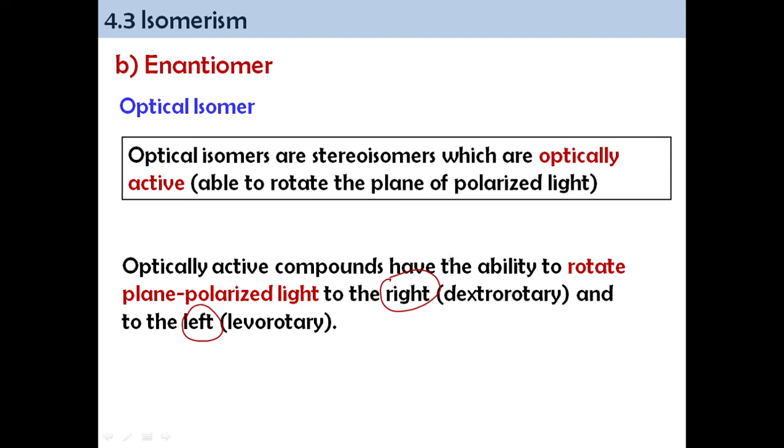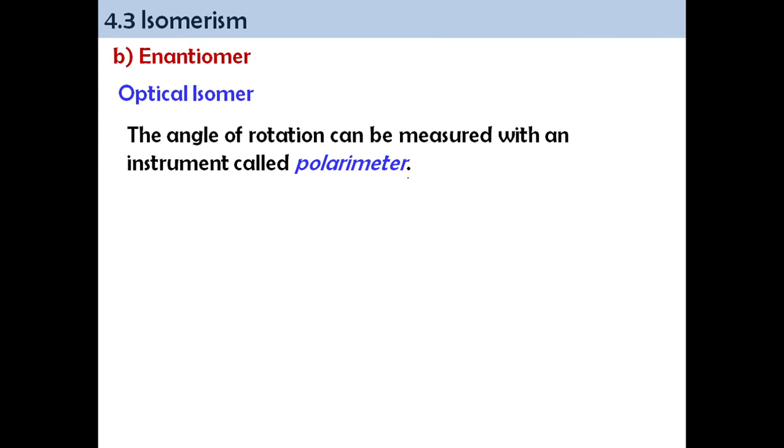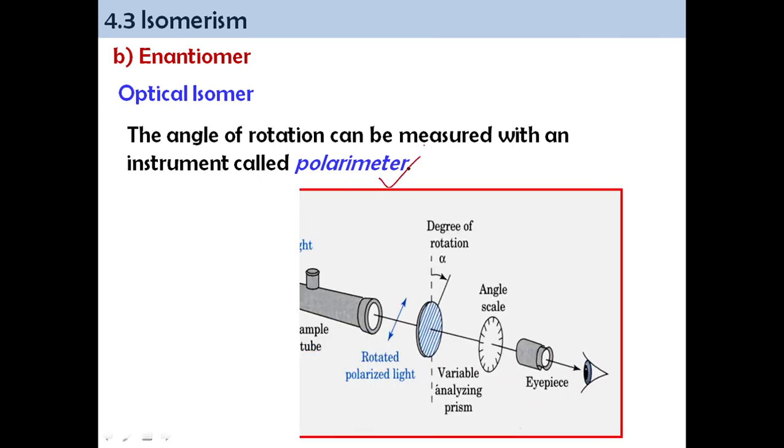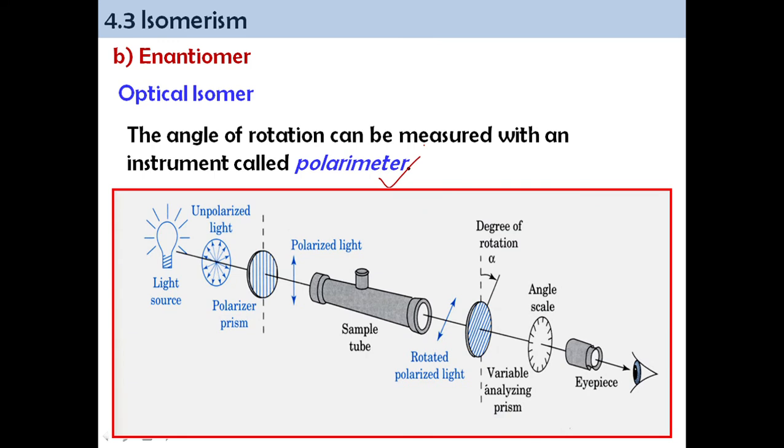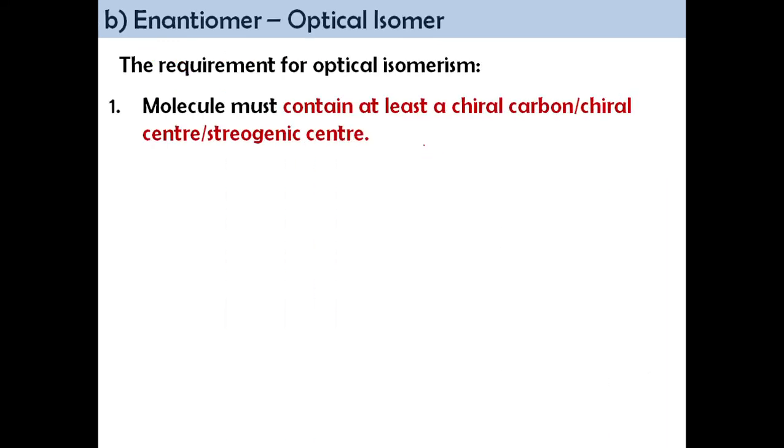Awak boleh baca je. Nanti saya akan tunjuk lagi macam mana kita boleh tentukan dia optically active ataupun tak. Okay. So the angle of the rotation can be measured by using polarimeter, and this is the diagram. So ini pun boleh tengok. Okay, I want to skip to this.